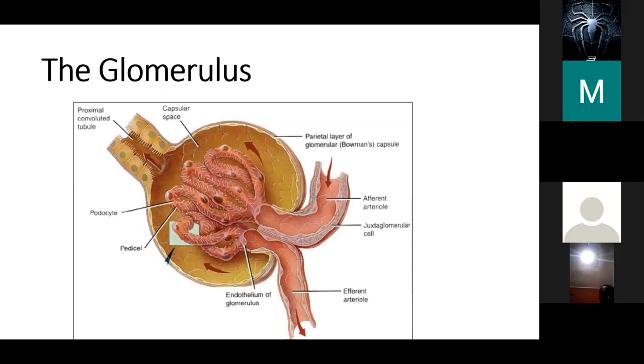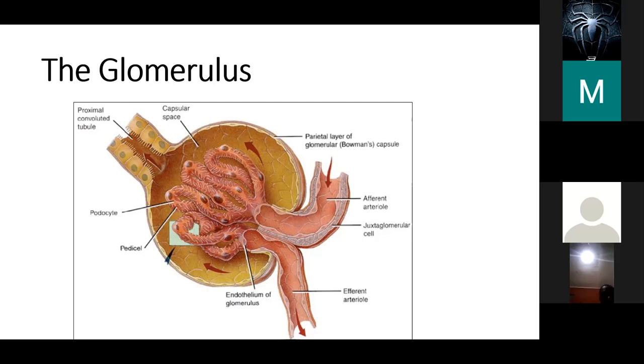Okay, so this is the diagram of the glomerulus. You see the afferent arteriole and the efferent arteriole. The afferent arteriole has a bigger diameter compared to the efferent arteriole. It is like you have water coming through a large pipe, then it gets through the network of the glomerulus, and then when it's leaving, it leaves through a very small aperture.